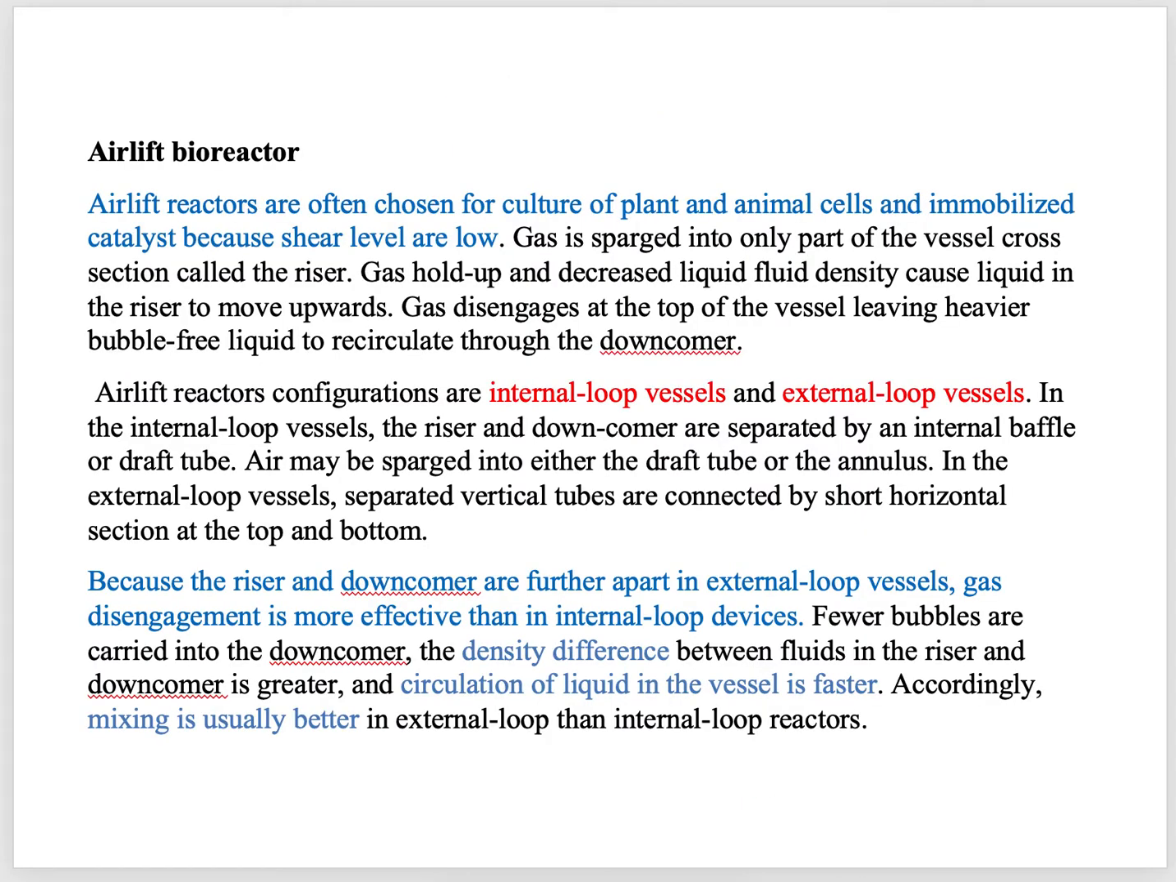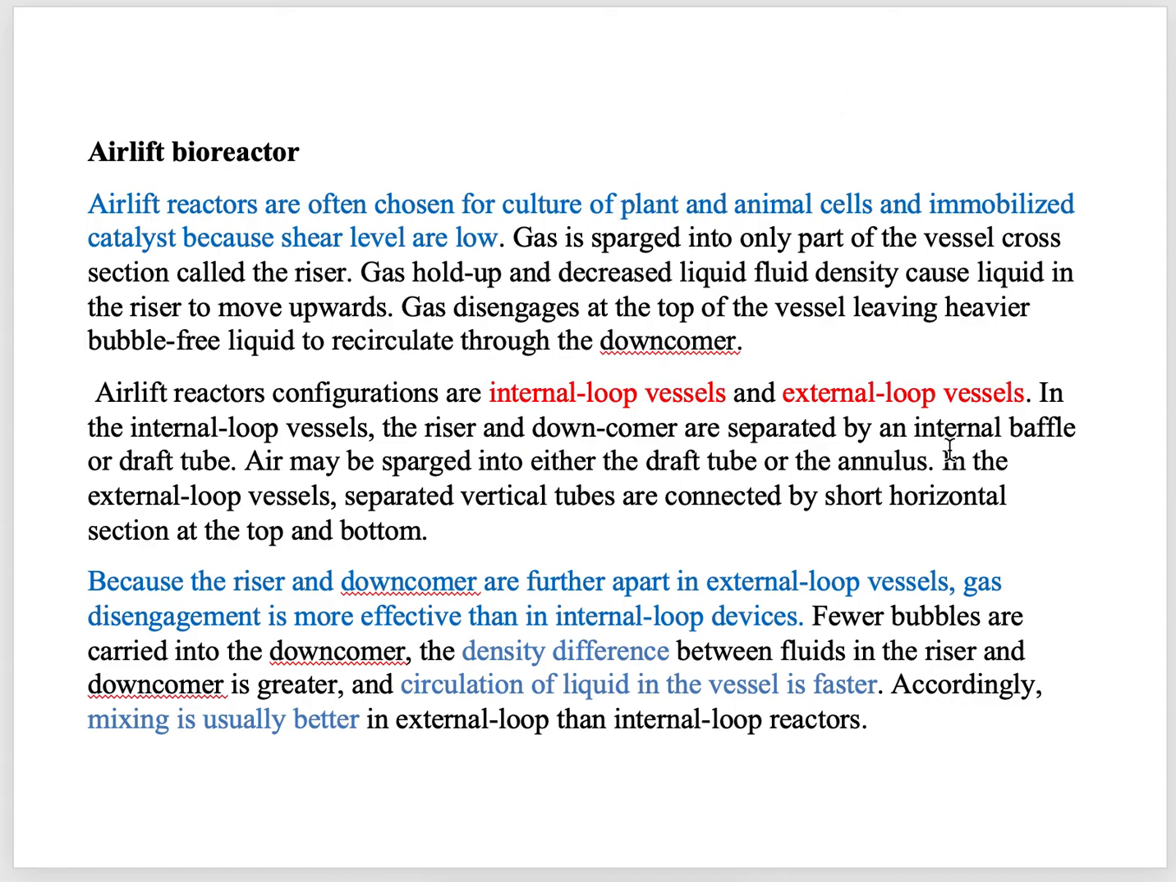Let's try to learn more about the airlift bioreactors. Airlift reactors are often chosen for culture of plant and animal cells, and immobilized catalyst, because shear levels are low. The animal and plant cells cannot withstand the high shear force which is created in the stirred tank bioreactor. So stirred tank bioreactors are not a good choice to do fermentation with plant and animal cells.